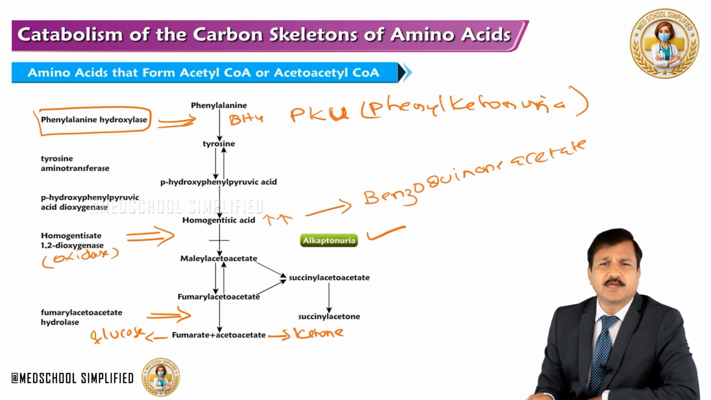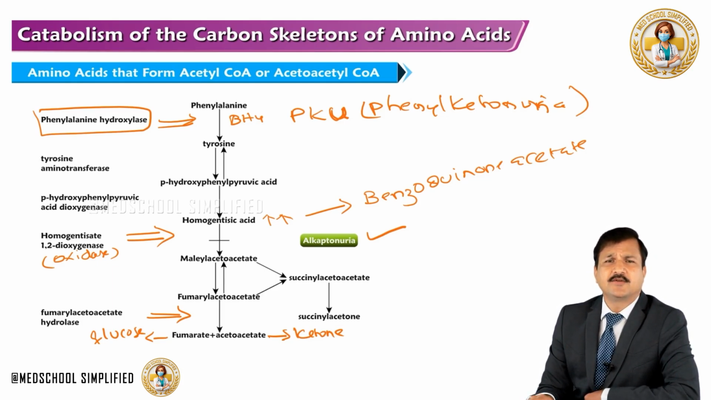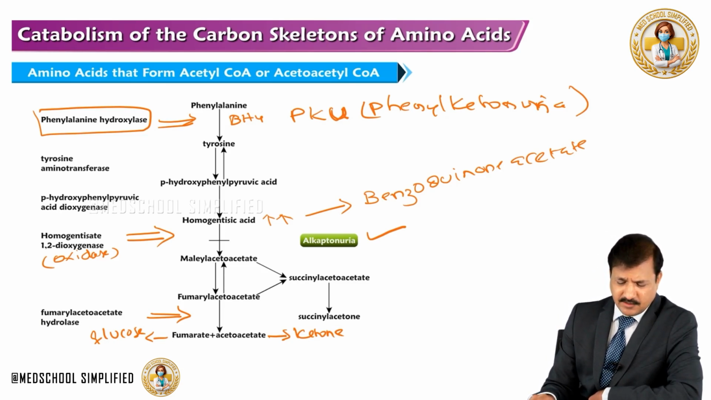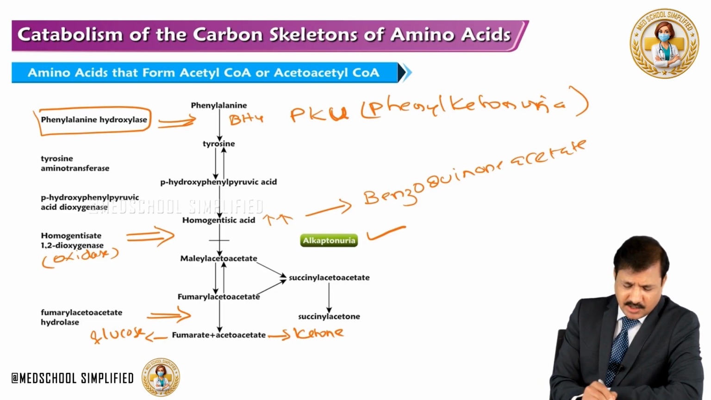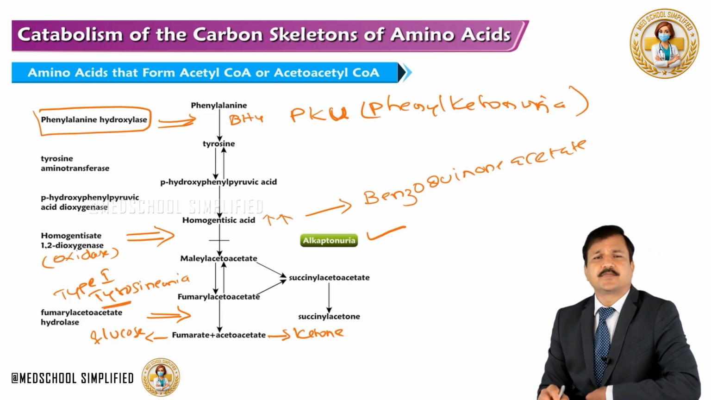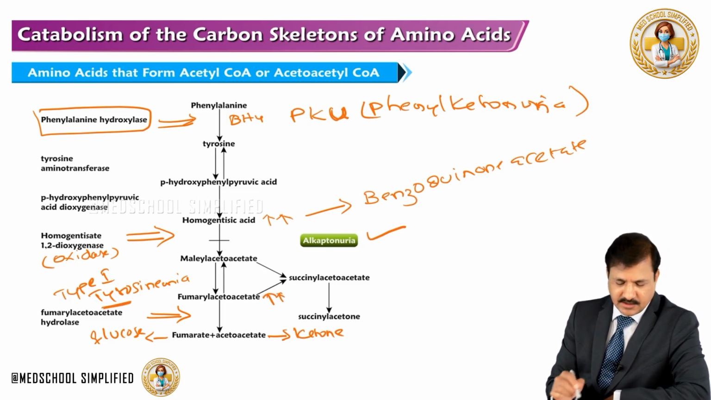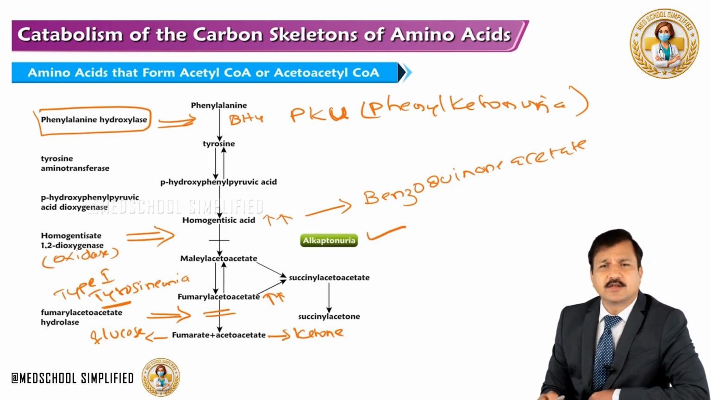Just to give the clinical application of the last reaction that we have seen, conversion of fumaryl acetoacetate into fumarate plus acetoacetate done by fumaryl acetoacetate hydrolase enzyme. Deficiency of this enzyme will give rise to a disease called type 1 tyrosinemia. And type 1 tyrosinemia is also referred to as tyrosinosis. In this disease, there will be accumulation of fumaryl acetoacetate because fumaryl acetoacetate hydrolase is deficient and the reaction is not going on sufficiently.